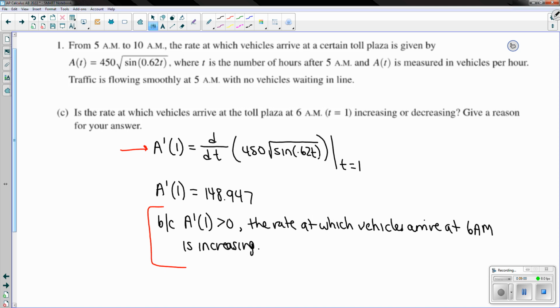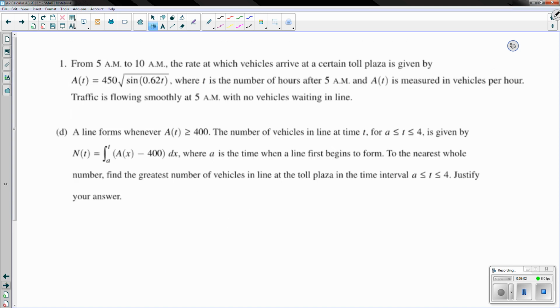So now let's move on to the last question. A line forms whenever a of t is greater than or equal to 400. The number of vehicles in a line at time t, for a less than or equal to t less than or equal to 4, is given by this function n of t, where a is the time in which, or when, a line first begins to form. So that's going to be important there.